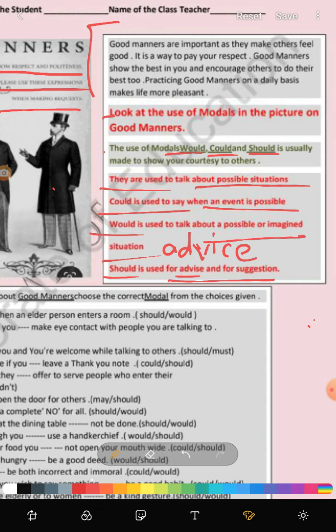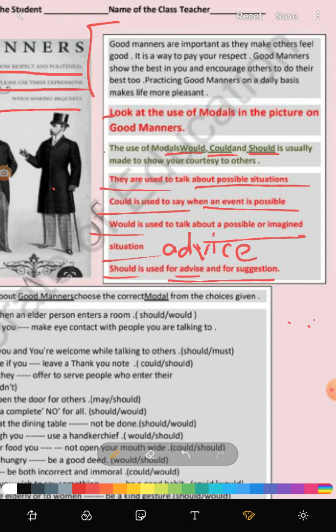There is a printing mistake here. "Advise" is a verb, and "advice" is your noun. So here, advice is used as a noun.